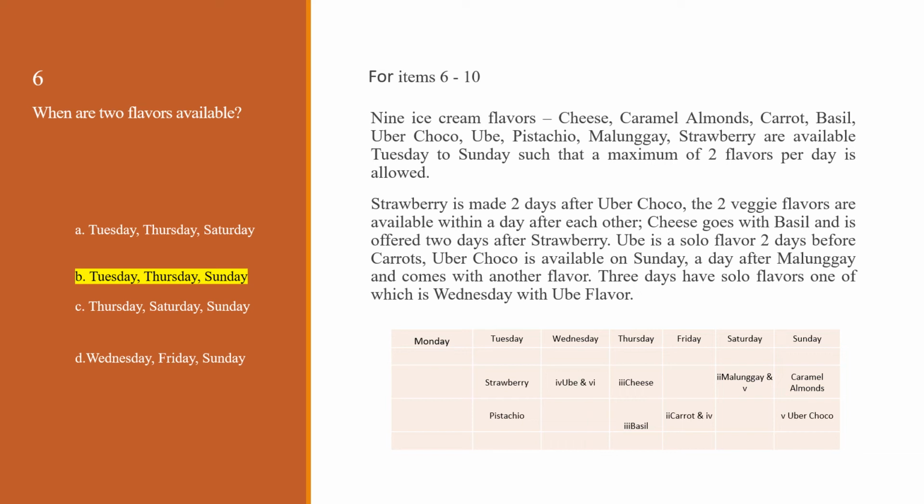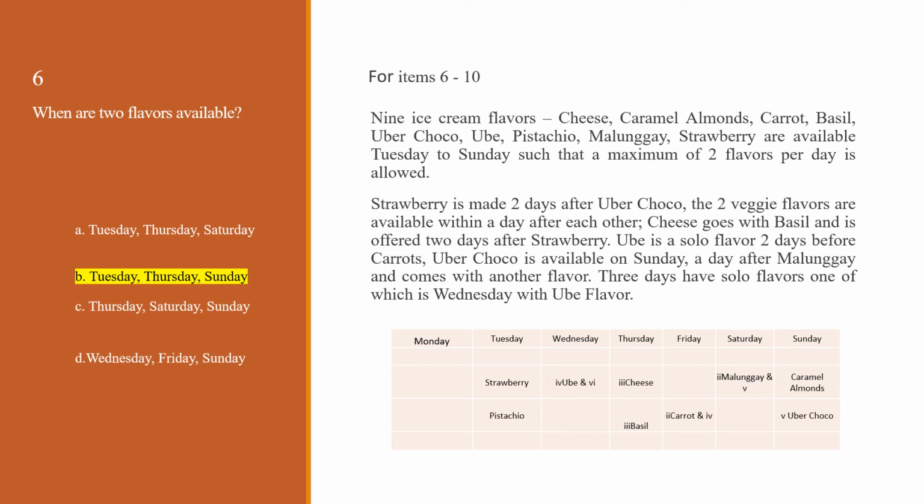Ube also is a flavor that comes 2 days before carrots. So because we have to have carrots 2 days after ube, then we know that ube is available on a single day. Therefore, we will have to be conscious of that. What is another information that is fixed?